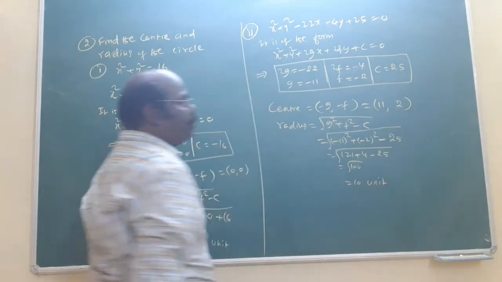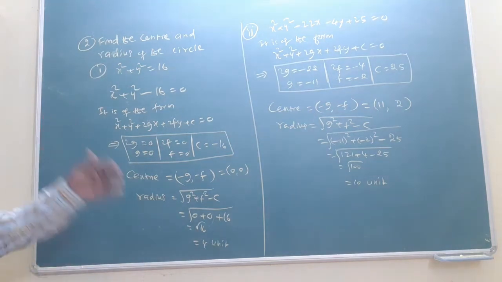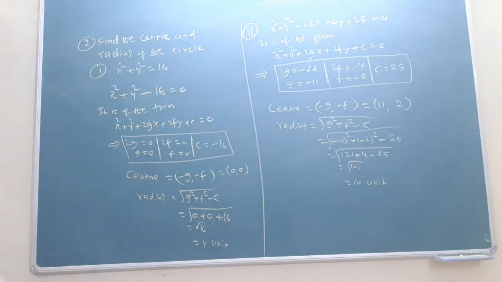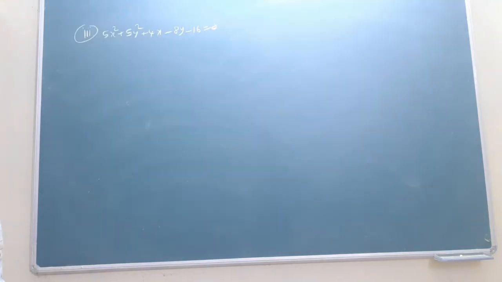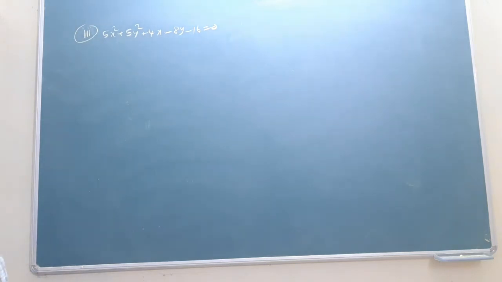That's the same method, both of the same method. If the circle equation is given, you write the standard equation of circle, then compare to find g, f, c, then write the formula, substitute the values, you get the answer. That's all. Now listen here, third question: 5x square plus 5y square plus 4x minus 8y minus 16 is 0.